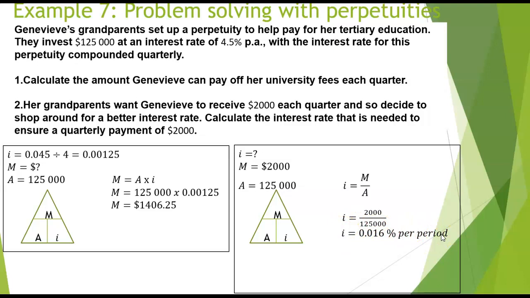Now remember, this is a decimal per period. How many periods per year? Because we've got to work out the annual interest rate that's needed. So there are 4 compounding periods per year. So we have to multiply this by 4. And we also need to multiply by 100 to move it back to a percentage rate. And so that will give us an interest rate of 6.4%. So Genevieve's grandparents need to get an interest rate of 6.4% in order to get a payment of $2,000 per quarter.